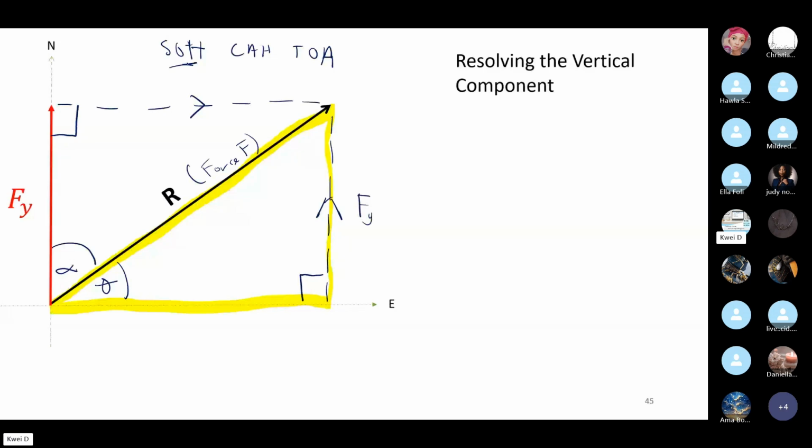So in that case, if you want to make Fy the subject, that means that Fy will be equal to, you multiply both sides by R. So that will be R sine theta. Okay. So that's the value of what? Our Fy.